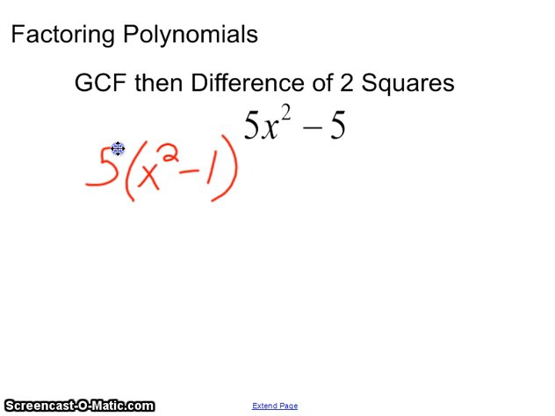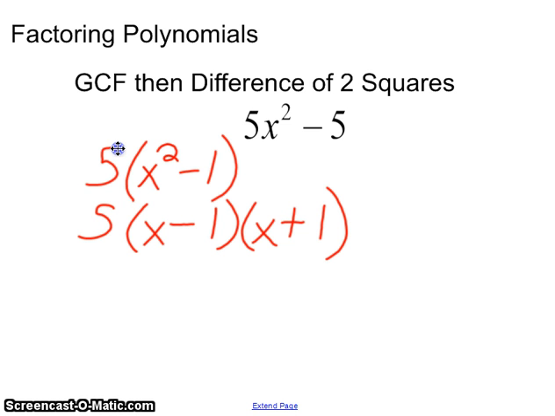And in this case, this stuff inside the parentheses is the difference of two squares. Both terms are a perfect square, and it's a subtraction. So let's bring down the 5. The square root of x to the second is your first times your first. The square root of 1 is your last times your last. 1 minus, 1 plus. So that problem is factored completely. Next problem.